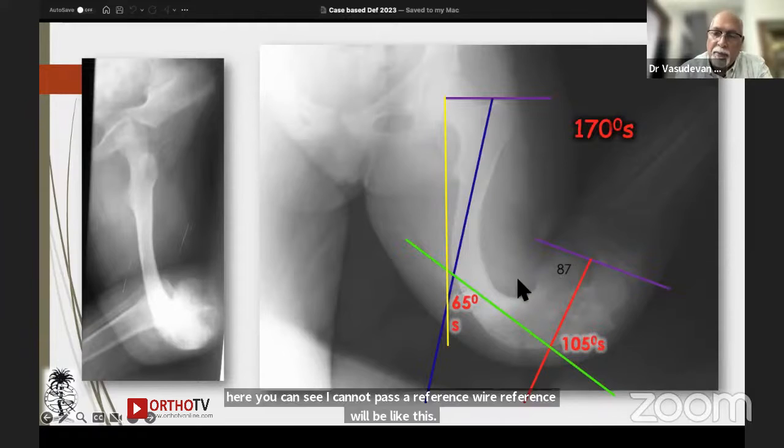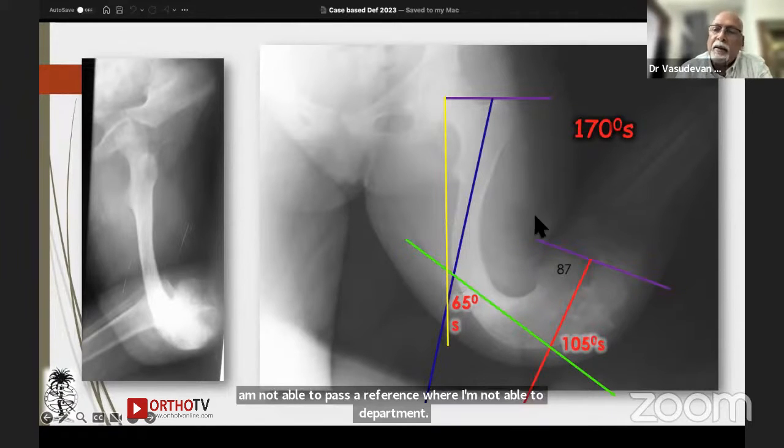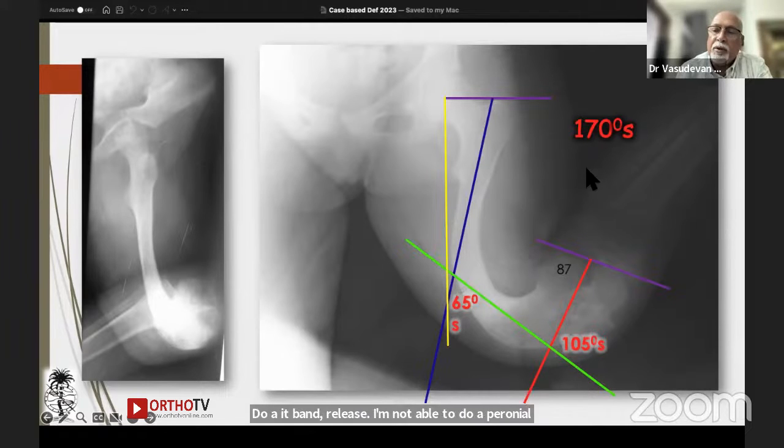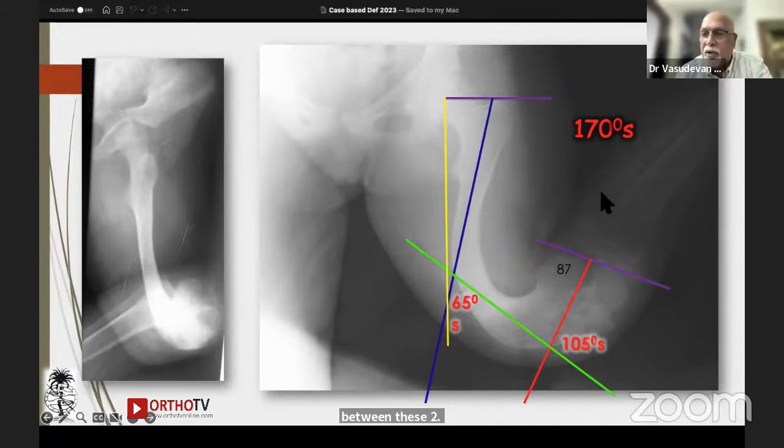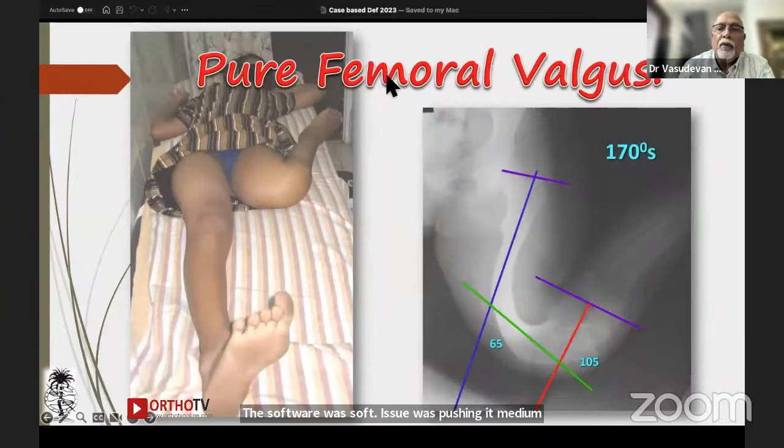I am not able to do an IT band release. I am not able to do a peroneal nerve release because I cannot even put my finger in between these two. Even you can see this femur, the tibia was going to that side because it was supposed to go like this. The soft tissue was pushing it medially. So that is the real deformity there.